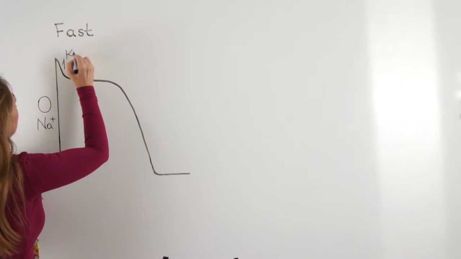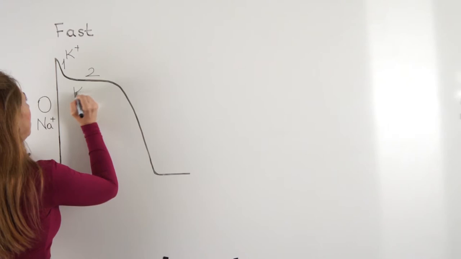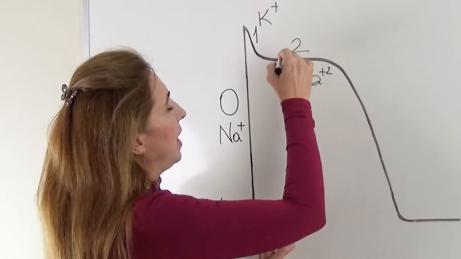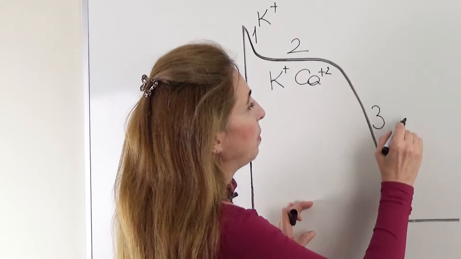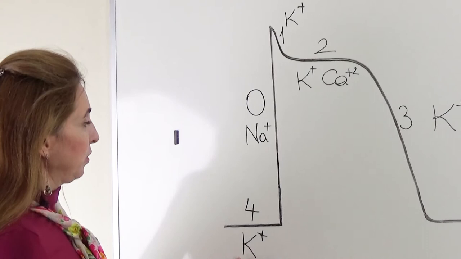Plateau, as you see here, is the phase 2 of the action potential. During a plateau, potassium and calcium ions are moving to produce the plateau. And then the third and last part of a fast action potential is the repolarization phase carried out by potassium again. This is a very brief summary. Let us start with the resting membrane potential, which is phase 4.